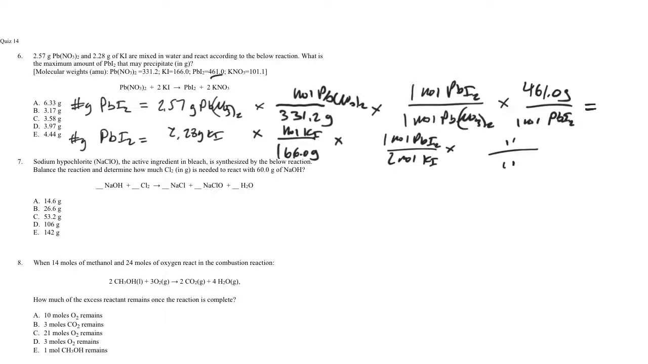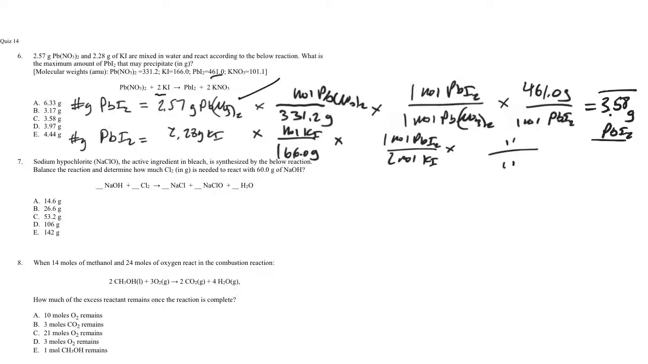So let's stop and calculate here. 2.57 divided by 331.2 times 1 divided by 1 times 461. Okay, so we get 3.58 grams of PbI2. What this quantity means is we can produce 3.58 grams of PbI2 if this quantity of lead nitrate reacts with the required quantity of KI. So this assumes that we have enough KI around to make this quantity.